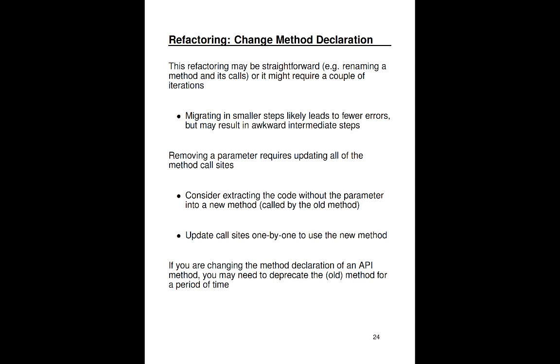So in this case, a good technique is to extract the code to a new method that is then called by the old method, and then visit the call sites of the old method one by one to update them to use the new method. Now, of course, if the method that you're refactoring is part of an API that's used by different code bases, you may need to mark the old method for deprecation for a period of time as a signal to the consumer that they shouldn't be relying on it anymore because it'll change in the future.